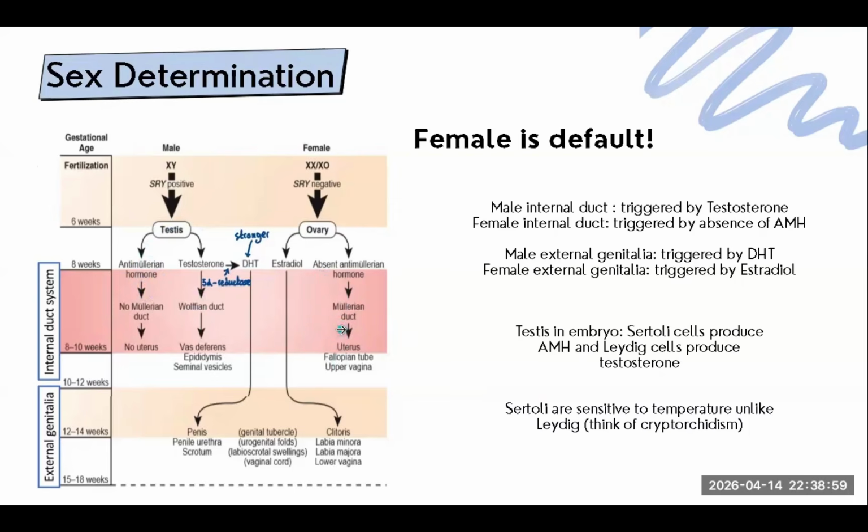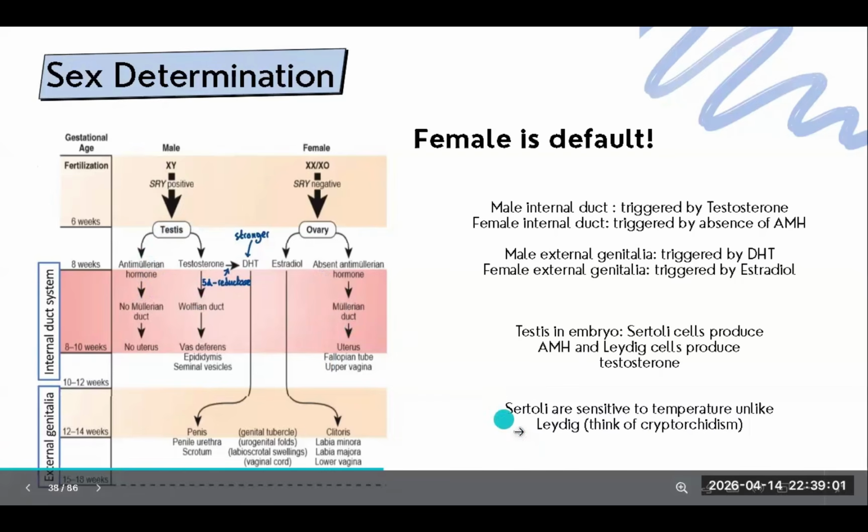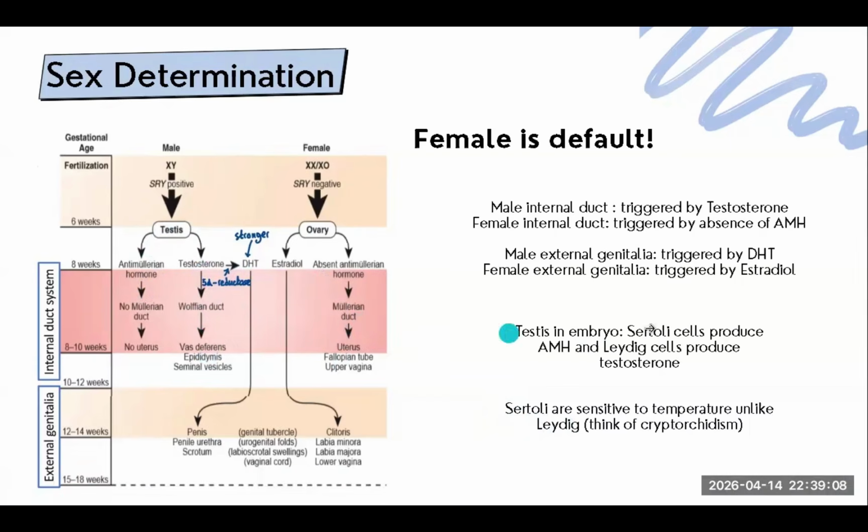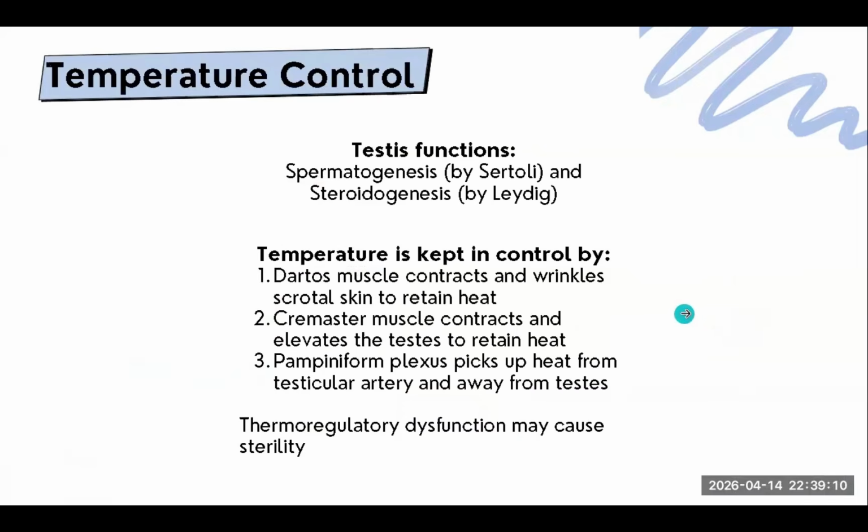Something to think about. Unlike Sertoli cells, Leydig cells are not affected by temperature, and therefore they would still produce testosterone regardless of the body temperature. Okay? Now, the testes has two functions. The first one is spermatogenesis, which is done by Sertoli cells. The next one is steroidogenesis, which is done by Leydig cells.